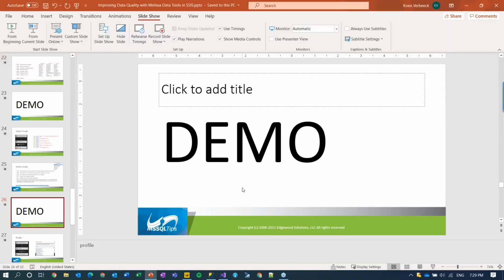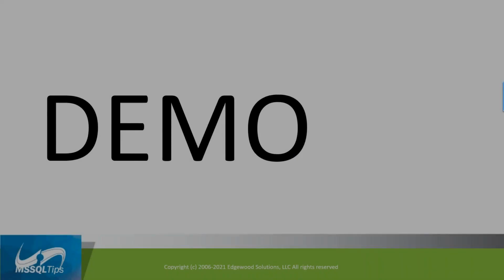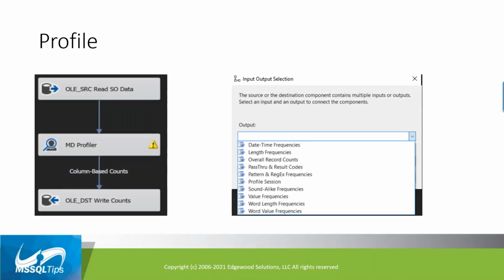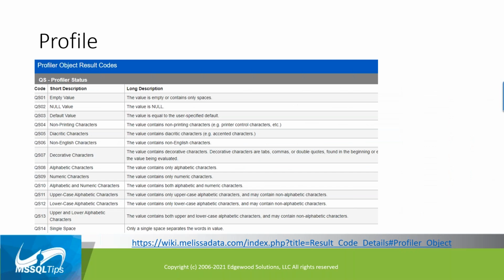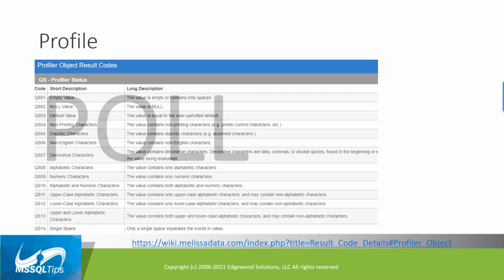All right, so this was very quickly the profiling component. It was not the key focus of today, so I'm just going to go over the slide. You have many result codes for the profile components, like only alphabetical, only numeric, null data, and so on and so on.